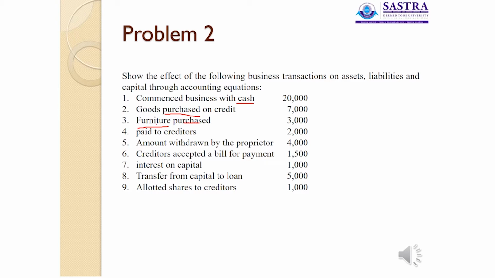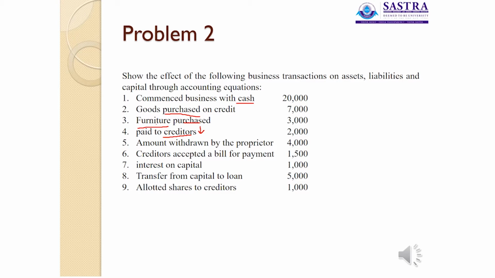Then the next transaction is amount paid to creditors. What are the accounts involved here? Cash account and creditors account. So cash account decreased, creditors is also decreased. Amount paid to creditors, so the liability of creditors decreases, then cash value is also decreased, rupees 2000.